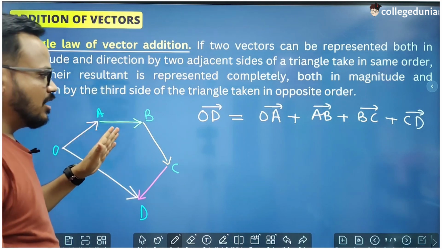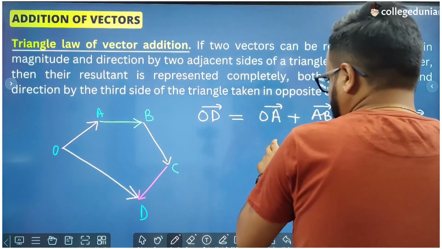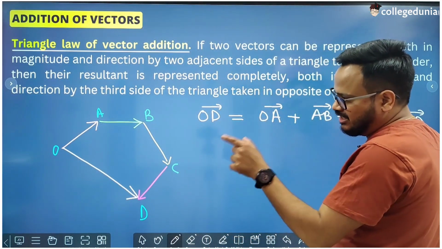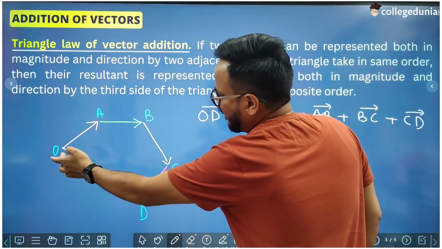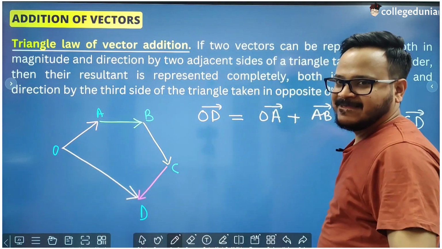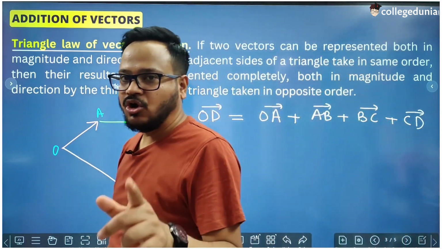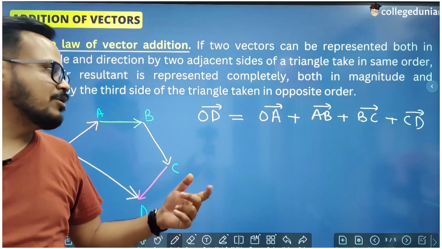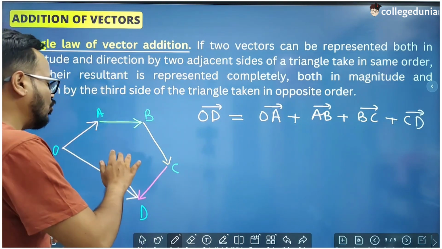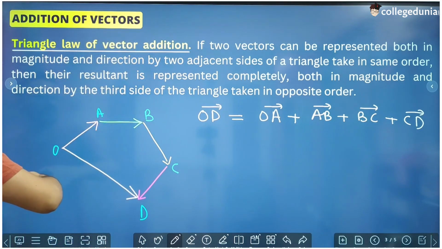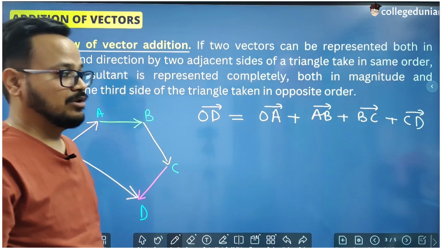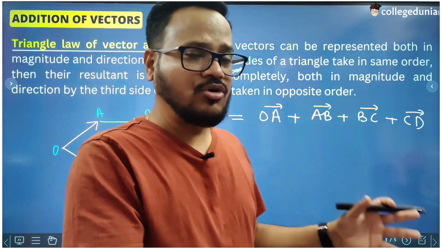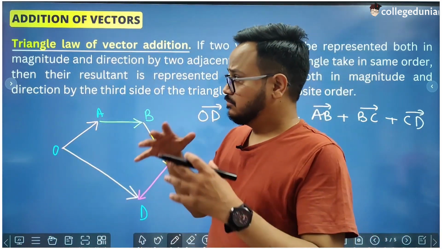And we write a vector always in this manner. First, the alphabet which represents the tail comes in the name of the vector, and then comes the head. So this vector is OA, not AO. Or we can write it as minus AO, because when we are writing AO, that means we are going in this direction, and obviously if this direction is positive, then this must be negative. So either this is OA or this is minus AO, right? So this is how you can add two vectors.